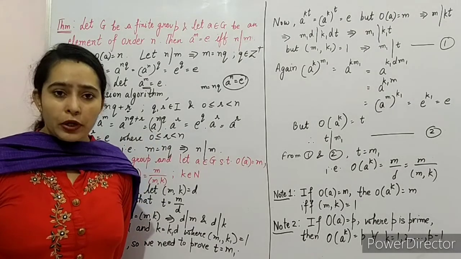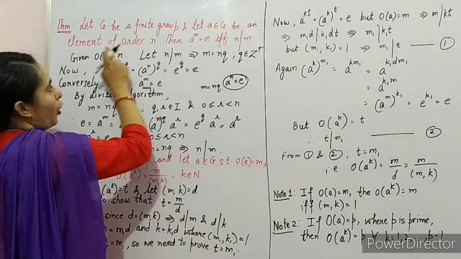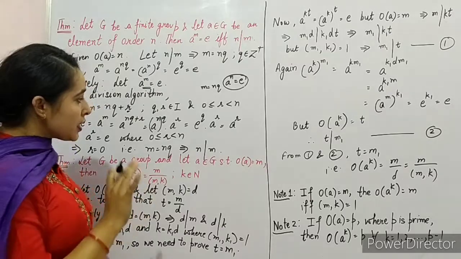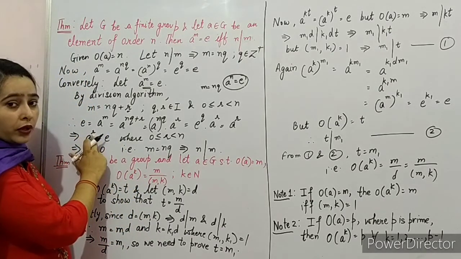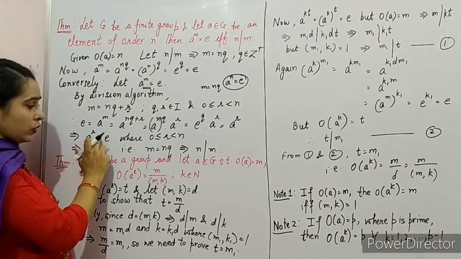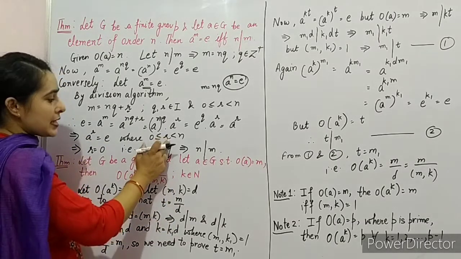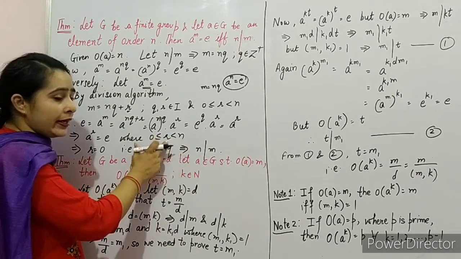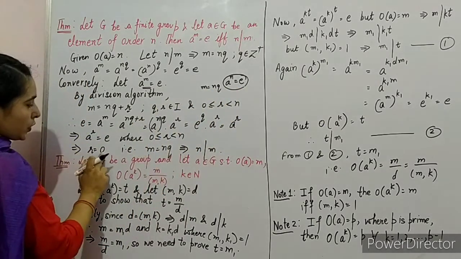That means n cannot be the order. But this is a contradiction, because we are given that the order of a is equal to n. That means this cannot be true. This will only hold if r is equal to 0. Why? Because a to the power 0 is the identity. Otherwise, it cannot happen. Why? Because r is less than n, and n is the order. No other number less than n can satisfy this property. Therefore, r is equal to 0.